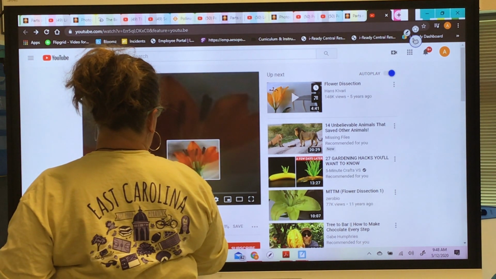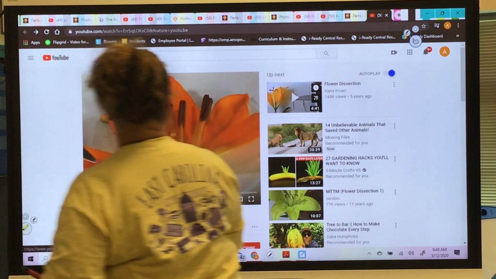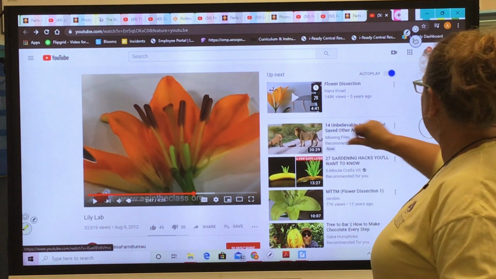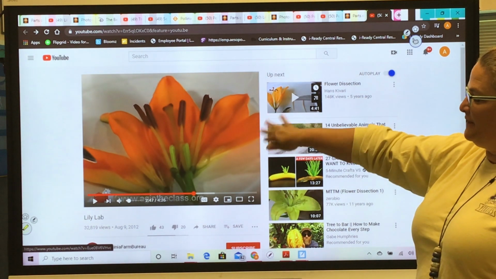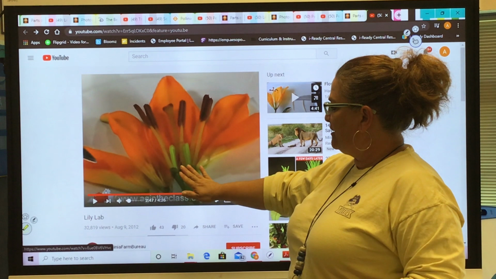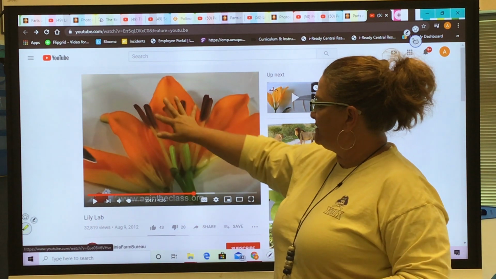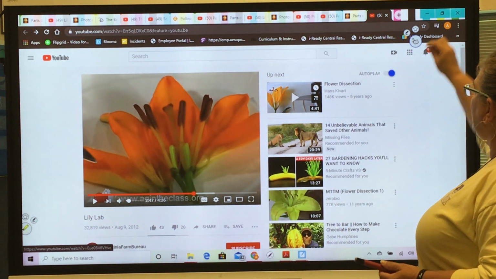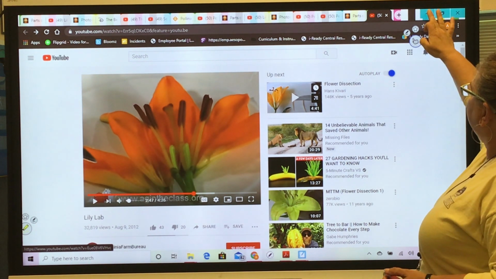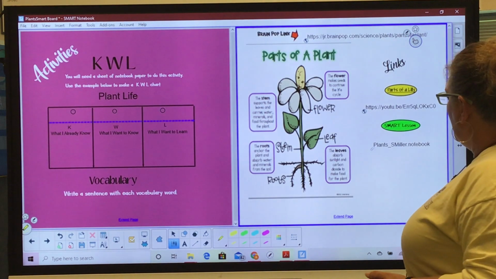For just a minute, because I want you to be able to see, in just a few minutes, what the parts of this are, because he told you that it was the pistil and the ovaries and the stamen, but we're going to talk about that in just a little bit. So I'm going to leave that picture right there. Hopefully it'll stay there.